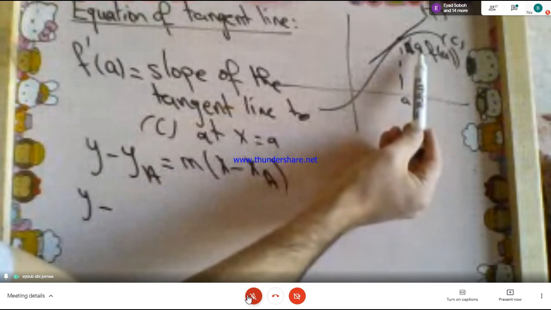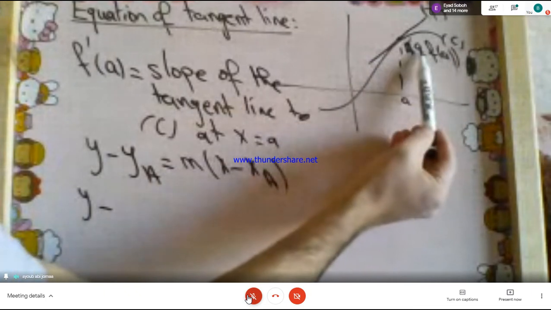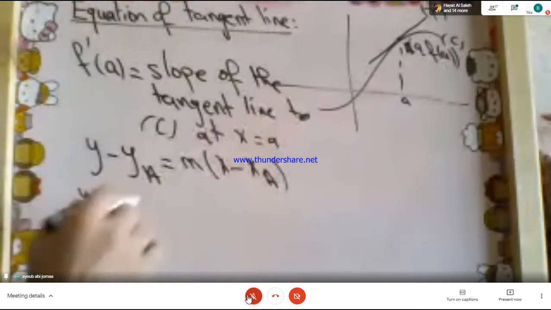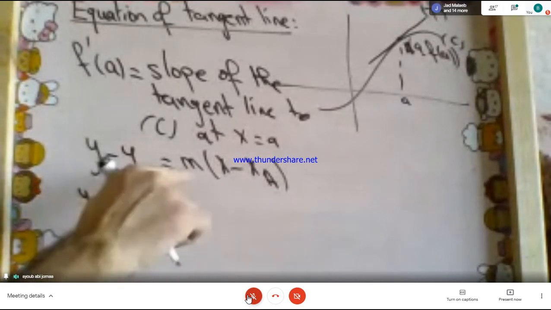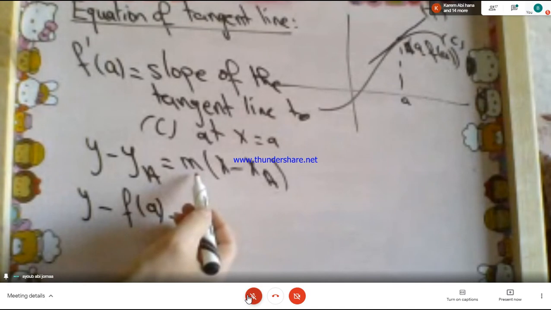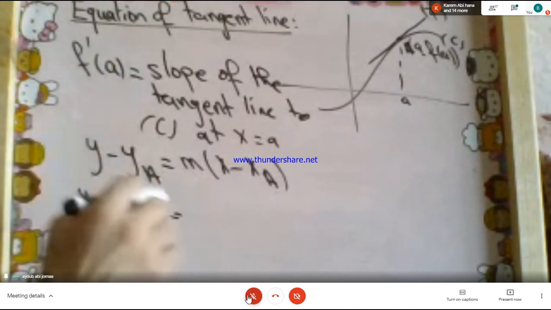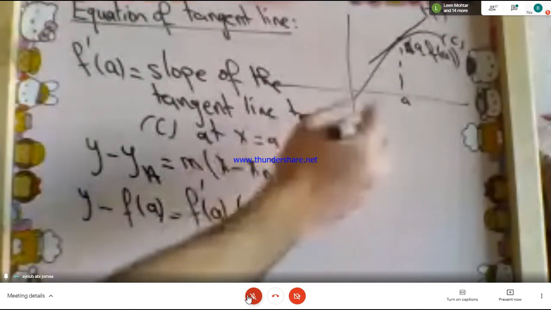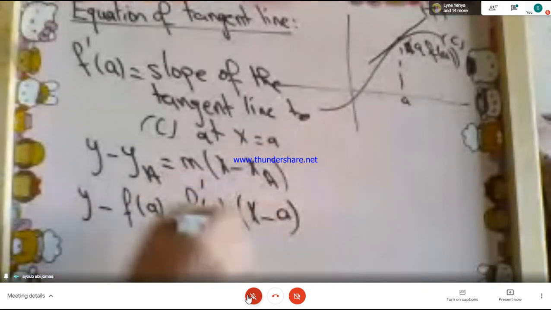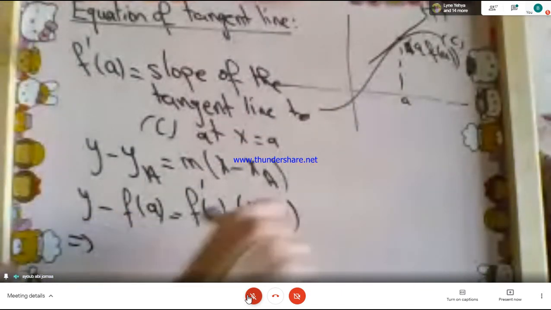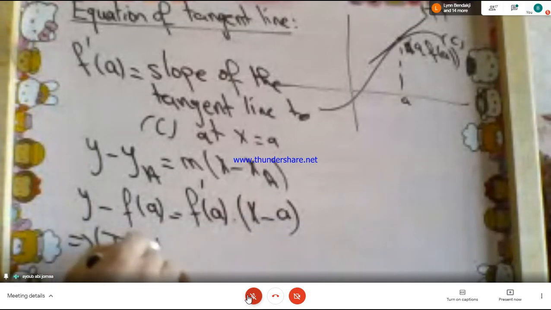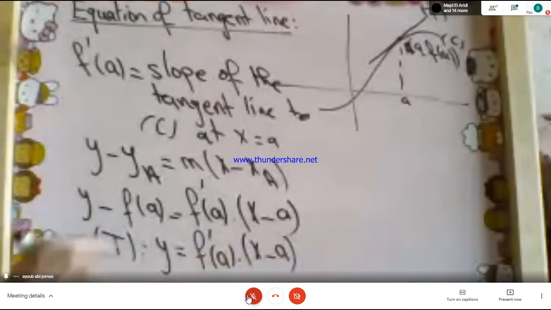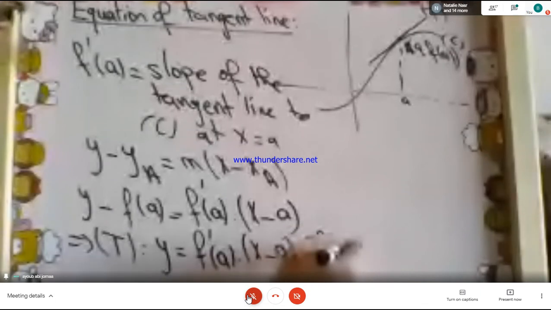Replace y minus ya. Point A is point on the line. The coordinates are a, f of a. يعني هيدي ال x of a وهيدي ال y of a. Just replace. شو y of a? F of a. The slope m. What is the slope of the tangent line? It is f prime of a. هي ال f prime of a times x minus x of a. It means that just take f of a to the right side. So the equation of tangent line t will be y is equal to f prime of a times x minus a plus f of a. بس هالقد.